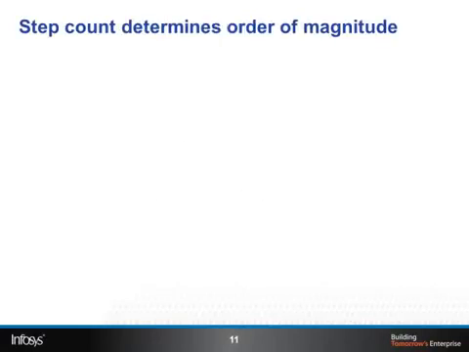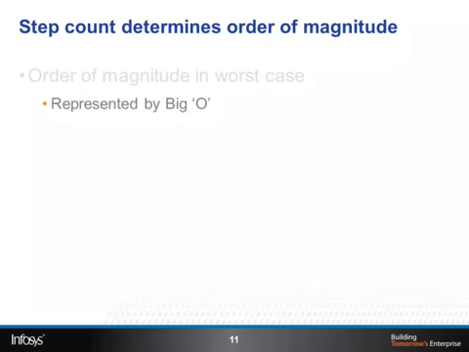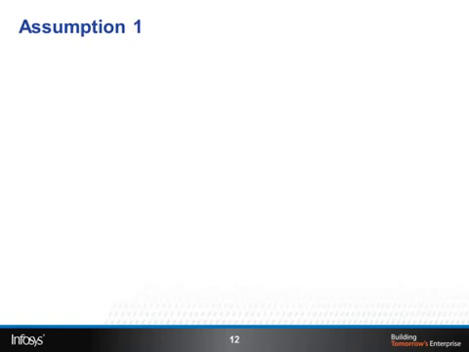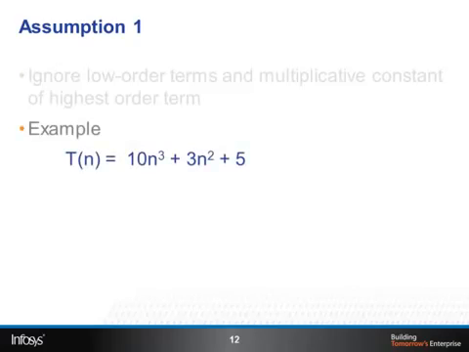Let us now discuss how the step count calculated for an algorithm is used to derive order of magnitude. As we are calculating the steps considering the worst case scenario, the order of magnitude which we will get with this step count is represented by big O notation. In order to calculate order of magnitude from the step count, we need to follow certain assumptions. The first assumption is ignore low order terms and multiplicative constant of highest order term from step count. For example, if step count is 10n cube plus 3n square plus 5, after ignoring lower order terms 3n square plus 5 and ignoring multiplicative of n cube, that is 10, order of magnitude will be n cube.